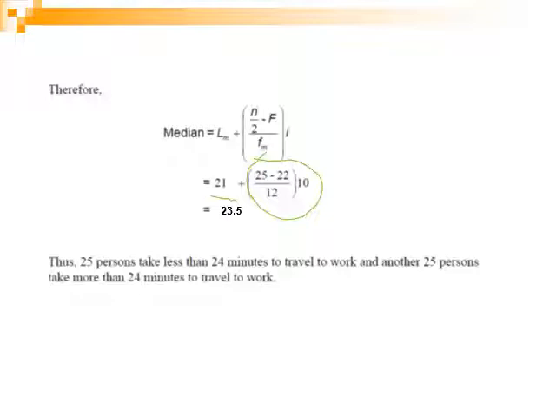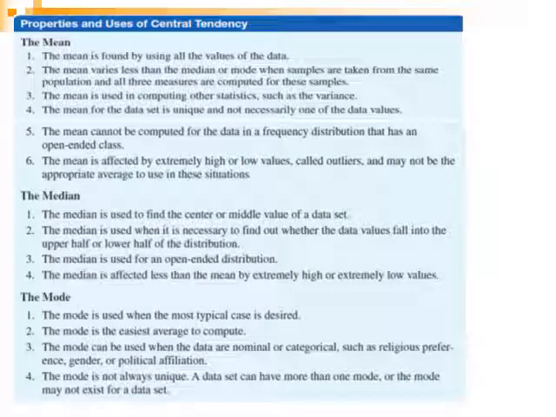This means that 25 persons take less than 24 minutes to travel to work, and another 25 persons take more than 24 minutes to travel to work. This is all for the median and the mean for grouped data. Now let's take an overview of the properties of central tendency.